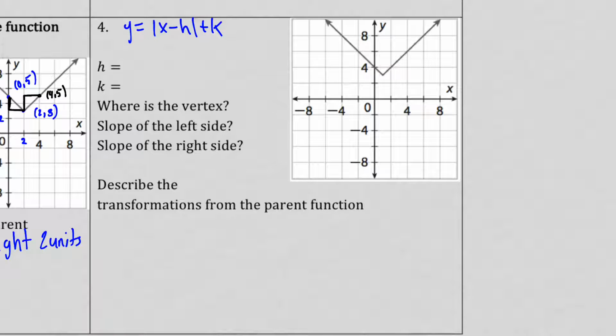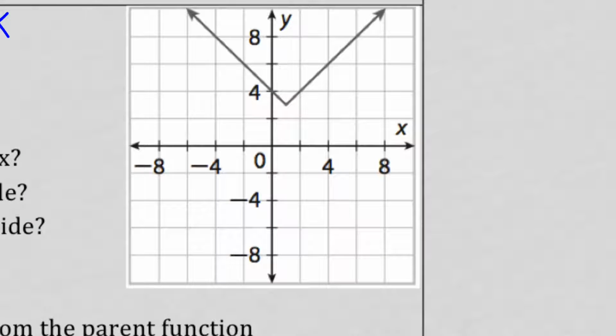So that means that I have to find the vertex. So let's find the vertex. It looks like the vertex is, this is also going by 2's. Okay, so make sure you guys are paying attention to that. That's a 2. That's 2. It looks like the vertex then is going to be 1, 3. Right here is 1, 3.